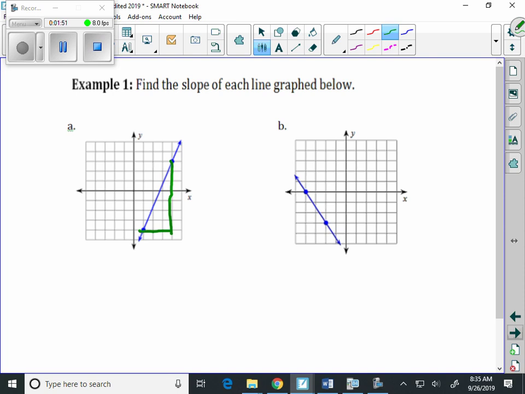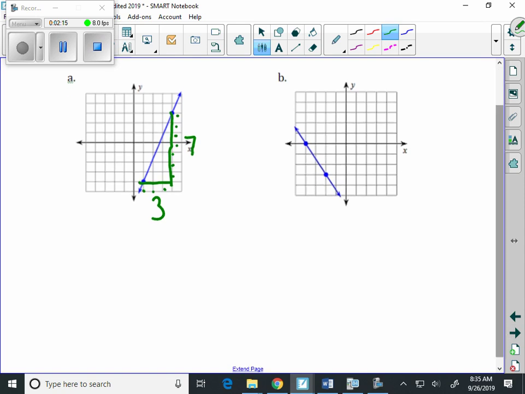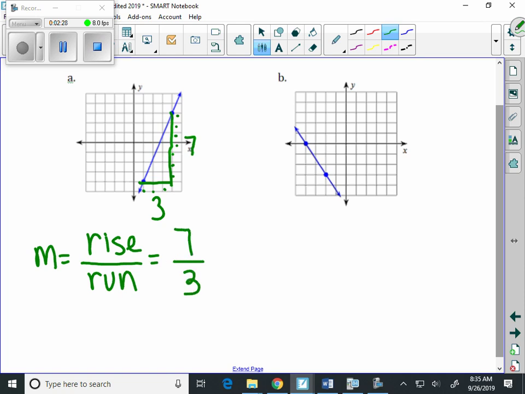Again, the rule is that it's rise over run. When I look at this, I just say, well, 1, 2, 3, we run 3. And then 1, 2, 3, 4, 5, 6, 7, we rise 7. So rise over run is what we're looking at. The abbreviation for slope is m, and we went 7 divided by 3.